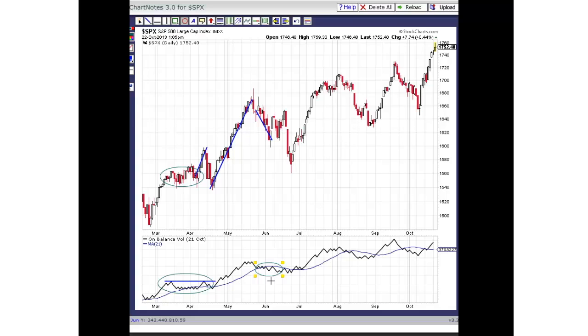So that's telling me that this pullback is a sharper one than would be expected, and there aren't as many buyers as there are sellers, and this is an area of distribution. A lot of shares are coming off the table in this index, the S&P 500. And so this is a period I'm not going to buy. I'm not going to buy this pullback because I'm not getting a confirmation from OBV. And it turned out that OBV, again, was right.